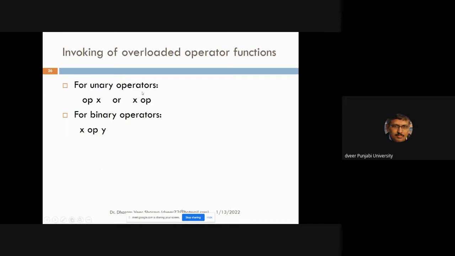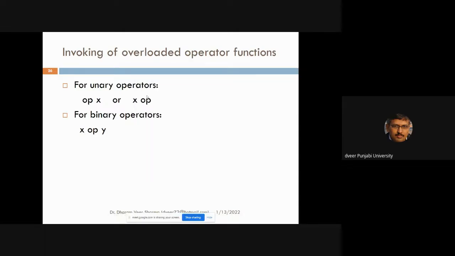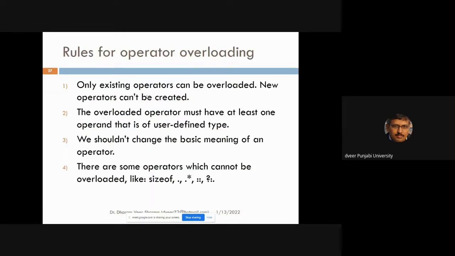For unary operators, it's different. The unary operators that we have are pre-increment, post-increment, pre-decrement, post-decrement, and negation. These are the unary operators. So for unary operators, the method is different, and for binary, it's different.